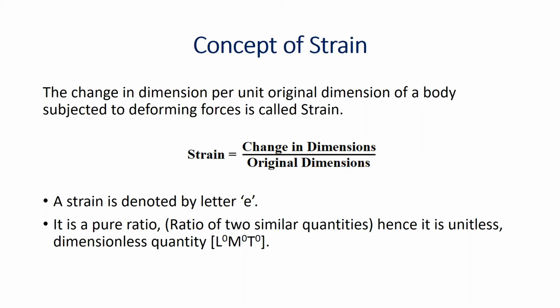Now let us study the meaning of the term strain. The change in dimensions per unit original dimensions of a body subjected to deforming forces is called strain. Mathematically, strain is equal to change in dimension divided by original dimension. Strain is denoted by the letter e. It is a pure ratio, that is, a ratio of two similar quantities. Hence, it is a unitless, dimensionless quantity, or we can say its dimensions are L^0 M^0 T^0.